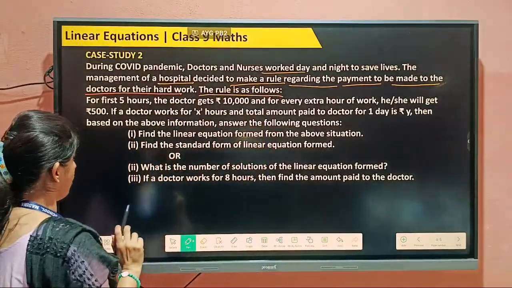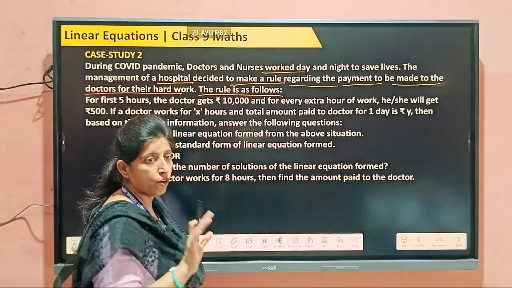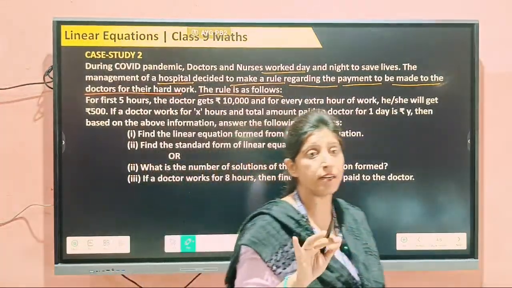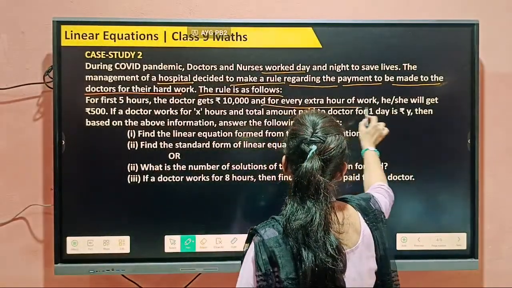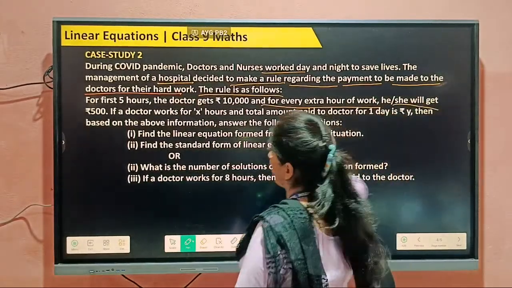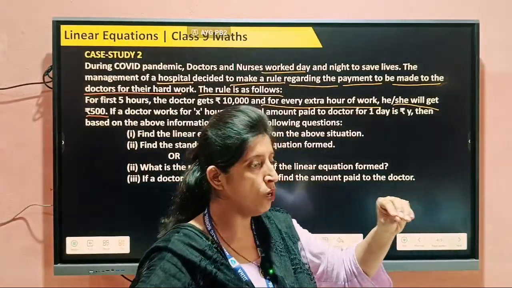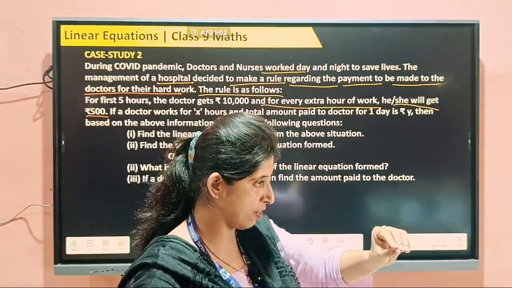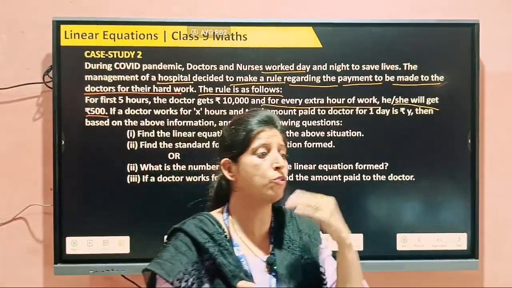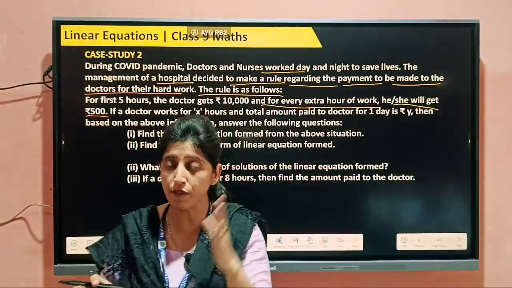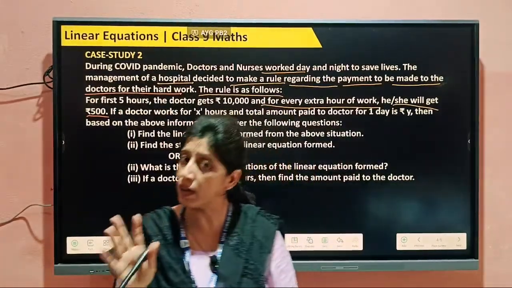What rules have they followed? For the first 5 hours, the doctor gets rupees 10,000. For the first 5 hours, they will get 10,000 rupees, right? And for every extra hour of work, he or she will get 500 rupees extra. Suppose after 5 hours, they do 1 more hour, then they will get 10,000 plus 500, right? 10,000 they will definitely get for the first 5 hours. After that, if they do extra work after 5 hours, then they will get 500 more per hour, right?